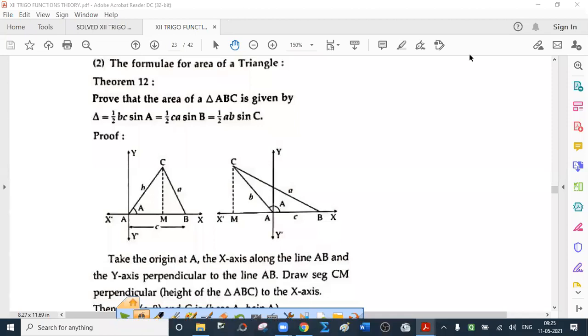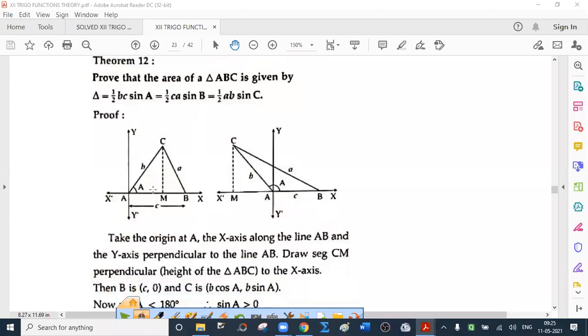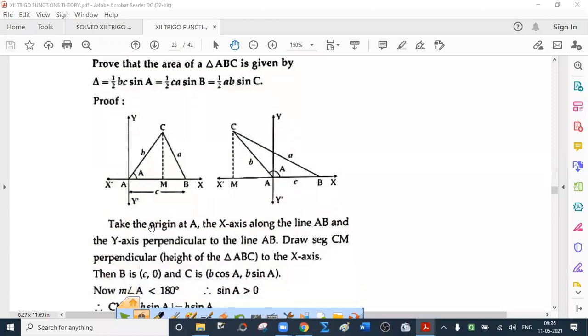Now, formulae for area of a triangle. The area of triangle ABC, usually denoted by delta, is equal to half bc sin A. Make cyclic changes to get half ca sin B, same as half ab sin C. Consider this diagram. Here A is an acute angle, here it is an obtuse angle. Take origin at A, x-axis along line AB and y-axis perpendicular to line AB.